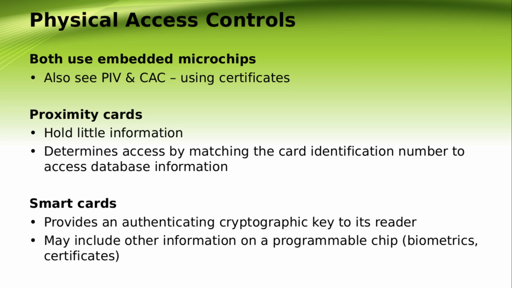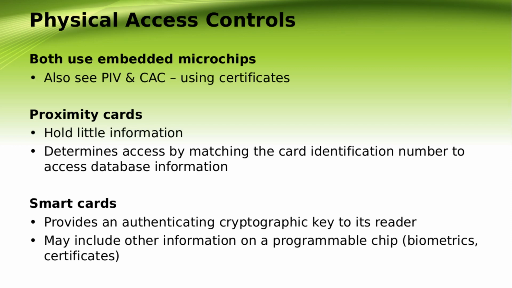Proximity cards have an embedded microchip and hold very little information. The main purpose of the card is to determine access by matching the card identification number to information in a database. If the number is in the database, access is granted. The most common use of proximity cards is for door access. So if you go to a hotel, you can use the card to access your room. Proximity cards are also used for applications that require quick processing, such as toll booths and parking garages.